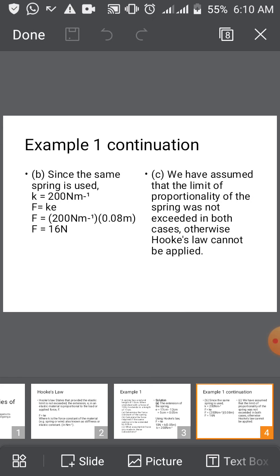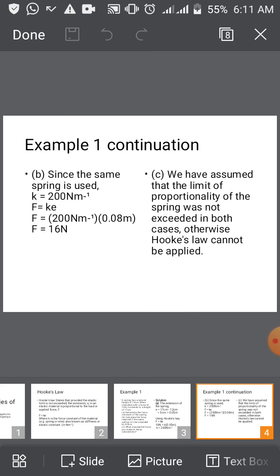In the B part of the question, since the same spring is used, the force constant K still remains 200 Newton per meter. Applying Hooke's law once more, force is equal to force constant multiplied by extension. F will be equal to 200 Newton per meter multiplied by the new extension, which is 0.08 meters. When you do that, you will have force equal to 16 Newton.